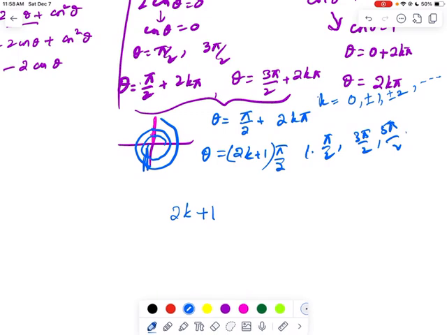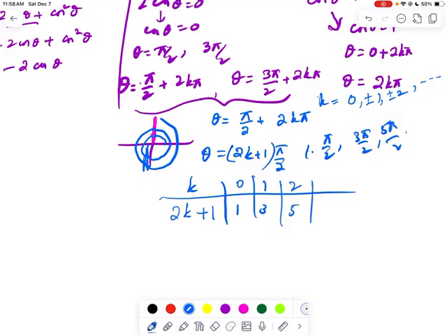If you take k is equal to 0, let's make a list of it. When k is 0, we get 1. When k is 1, 2 times 1 is 2, plus 1, 3. When k is 2, you get 2 times 2 plus 1, 5, and so on. So notice, when I am giving the integer values to k, what I am getting back are odd integers.